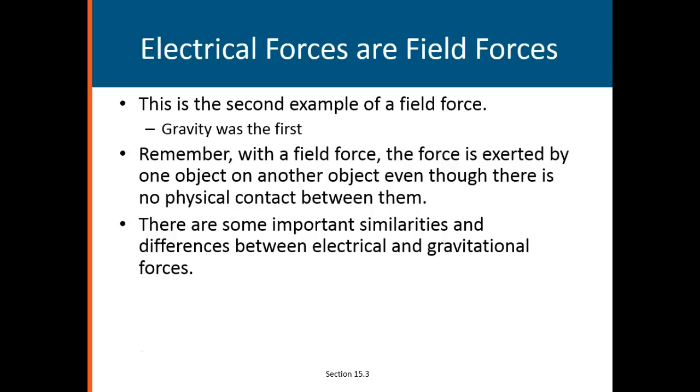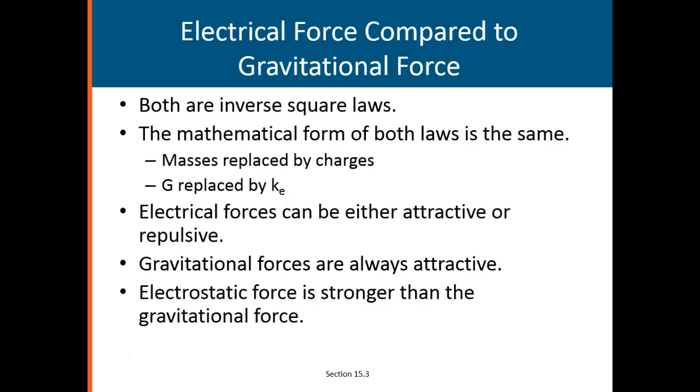Another similarity: the form of those forces is very similar if you write out the equations. The difference is that Coulomb's constant is an enormous constant compared to the universal gravitational constant, an incredibly small constant, which basically means that at short distances, electrical forces are much stronger than gravitational forces. But at long distances, field forces, gravitational forces, act over much longer distances than electrical forces do.